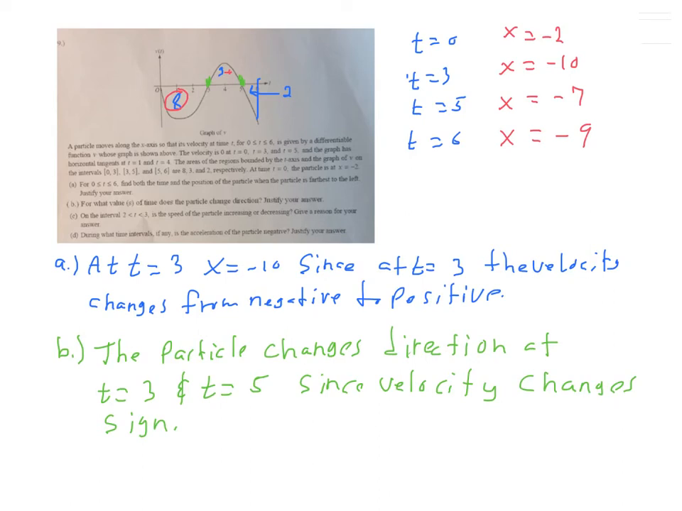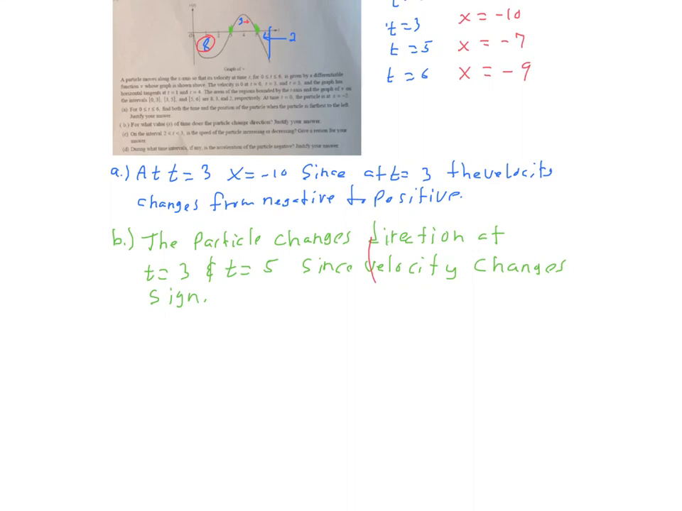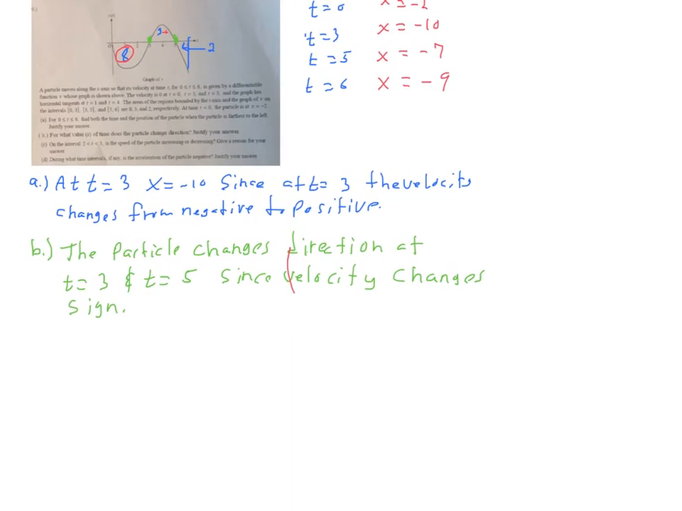On the interval from 2 to 3, is the speed of the particle increasing or decreasing? So from 2 to 3, we want to show whether the velocity and the acceleration have the same sign or opposite signs. So we're checking the sign of velocity and acceleration. So part C, from 2 to 3.